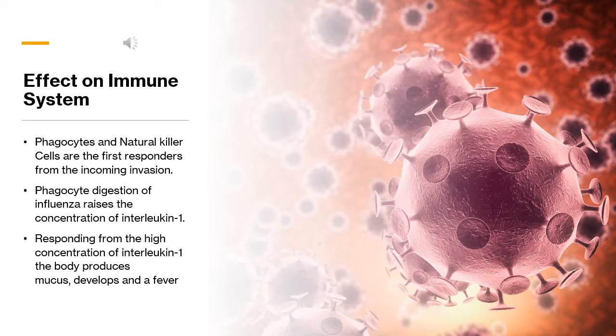elimination of microbial invaders by phagocytes and natural killer cells. These phagocytes eliminate these foreign entities and digest them. They release a molecule called interleukin-1. Additionally, the destruction of these cells causes a buildup of mucus, which is then expelled through the cilia of these cells. This results in a high concentration of interleukin-1, which causes the body to induce a fever and the expulsion of mucus through sneezing and coughing.